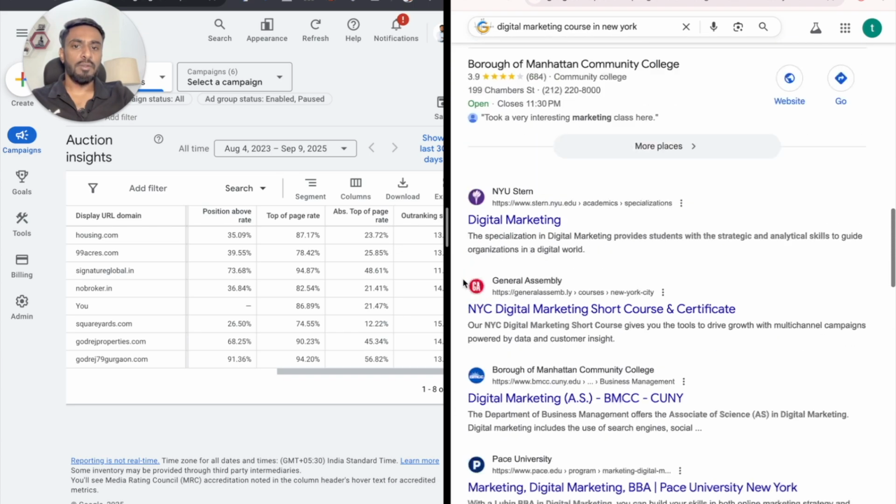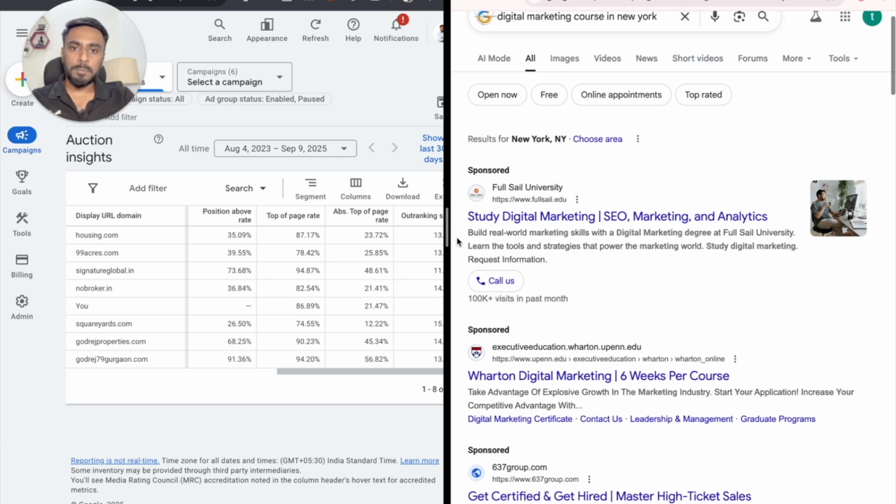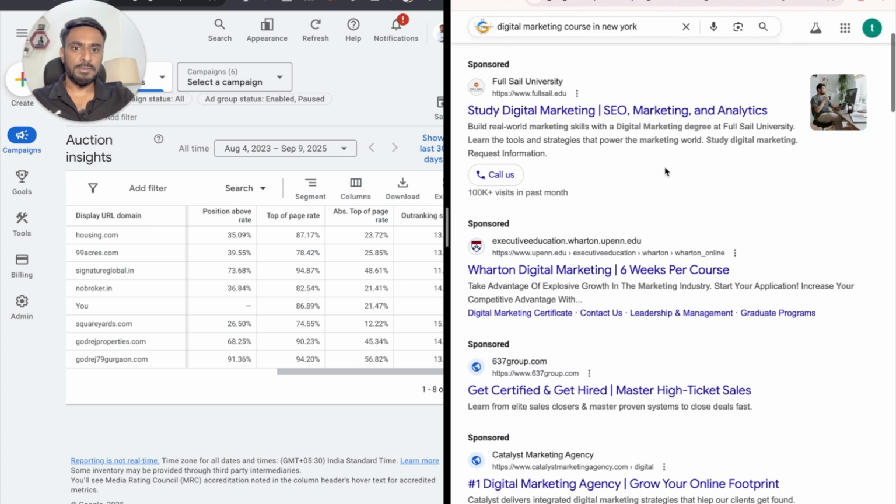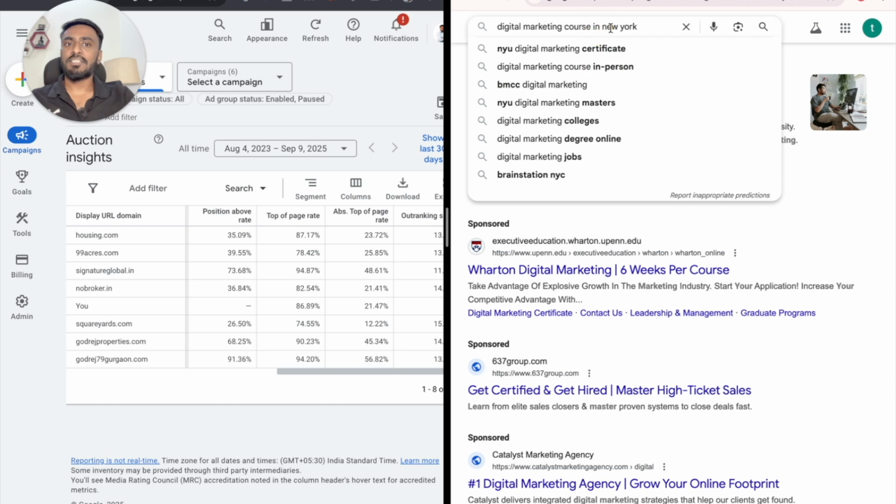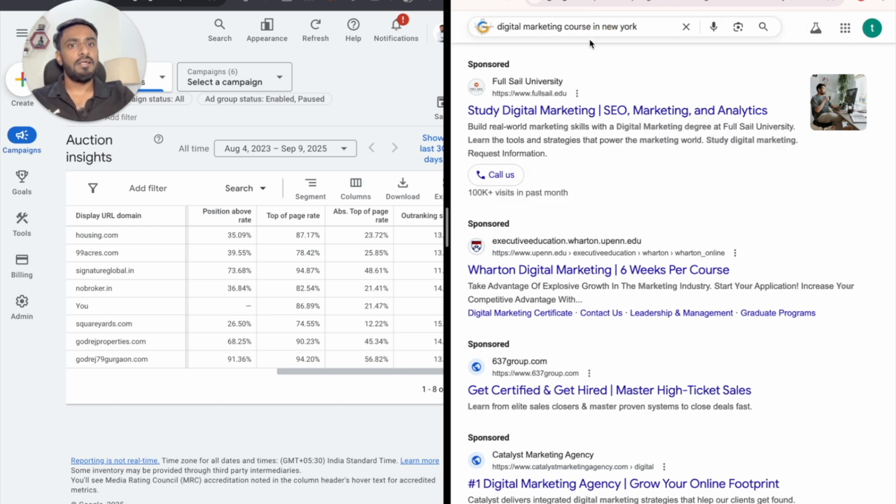Now whenever your ads are shown on the top side of the Google search engine page, in any of the places, either 1, 2, 3, or 4, you will be counted under top of the page rate. Again, let's take an example. 1000 people search for digital marketing course in New York. 100 people saw your ad, so your impression share becomes 10%. Now out of those 10% impression share, we are going to calculate our top of the page rate.